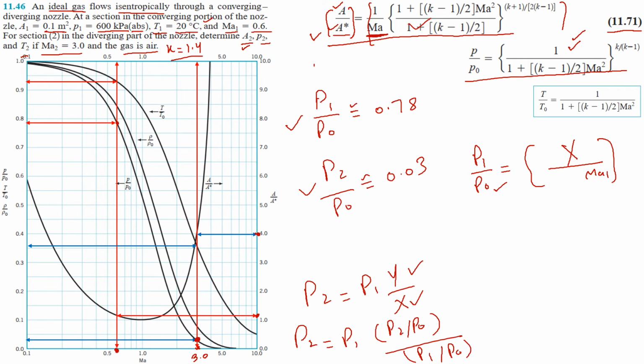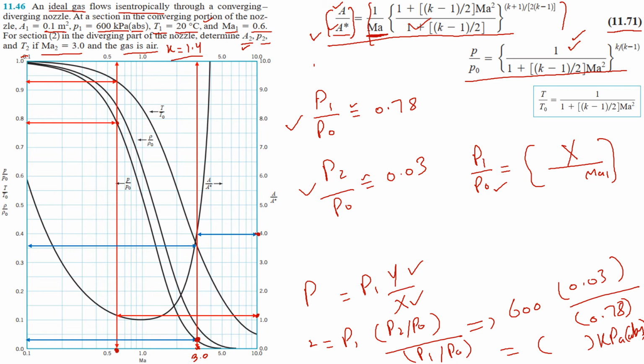So this will come out to be p1 is 600 kilopascals absolute pressure into p2 over p0 is 0.03, and p1 over p0 is 0.78. So from here I can find my p2 in terms of kilopascals. That will be the absolute pressure. So this is my p2 that was required. So now I have only one unknown left, and that unknown is my temperature T2.